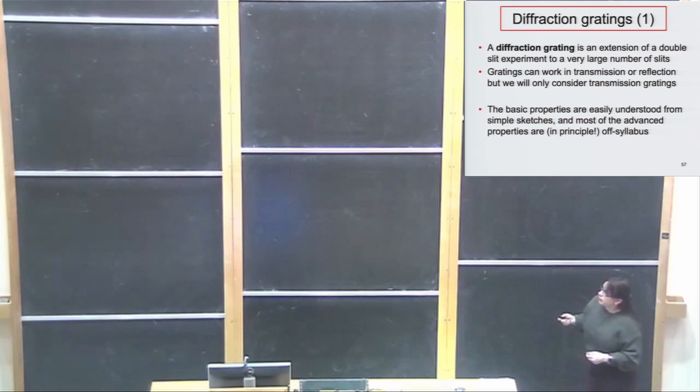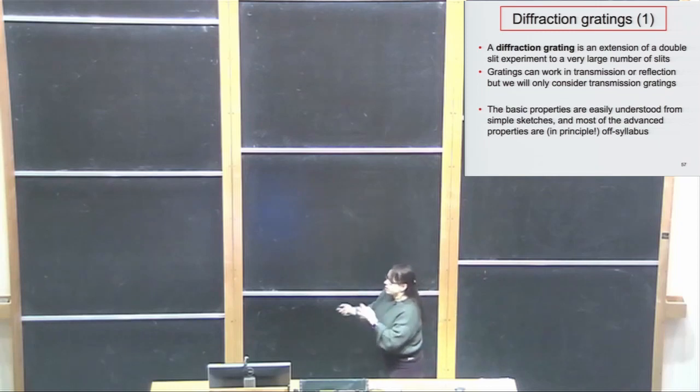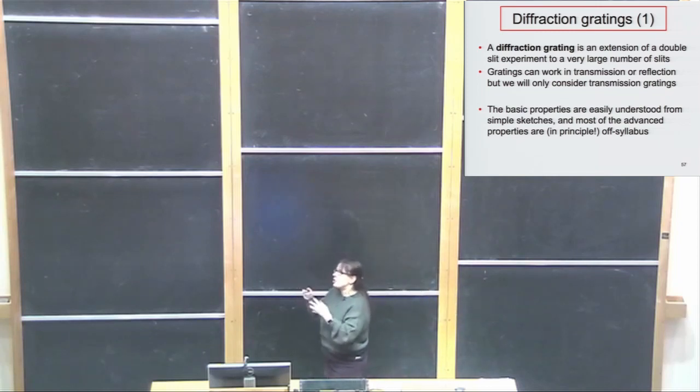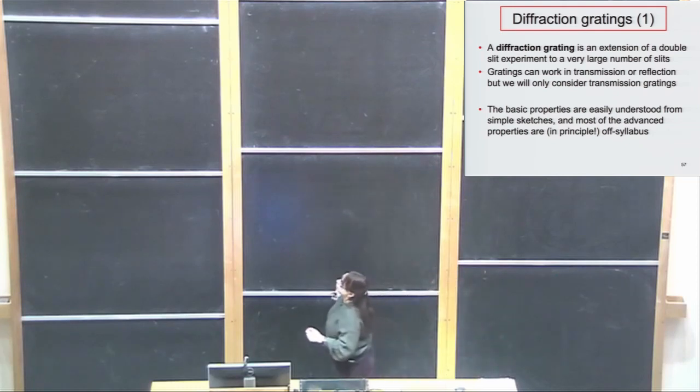We are just going to talk about the basic properties of diffraction grating. So, figuring out where the maxima are, and essentially we're going to discuss why the fringes that you'll see, or the peaks that you see, look the way that they do. So that's what we're going to do. We're just going to use basic arguments to look at the basic properties.